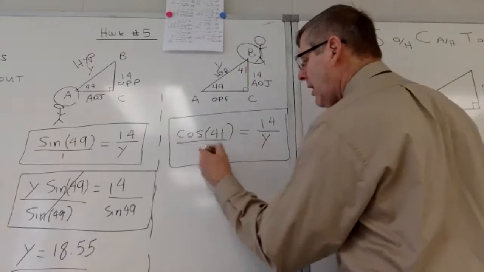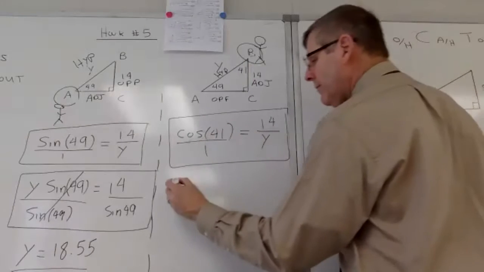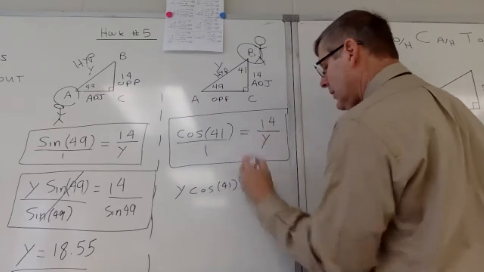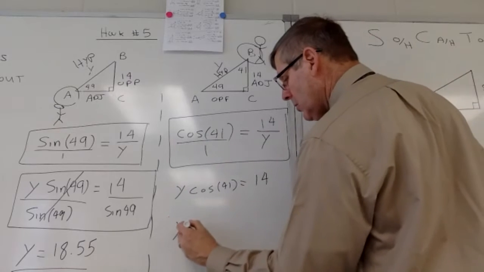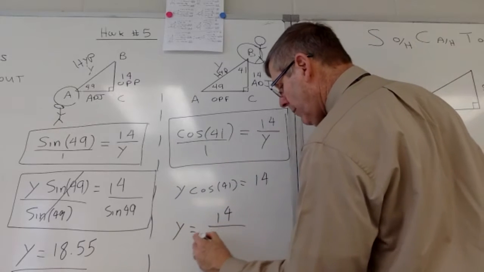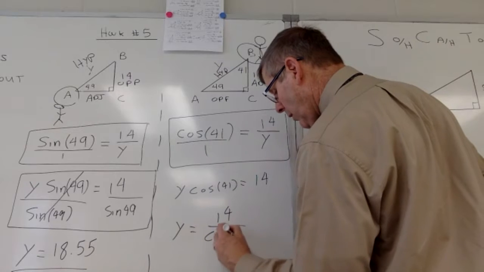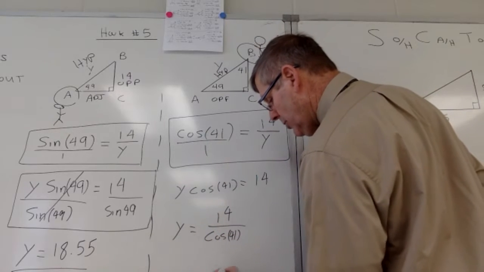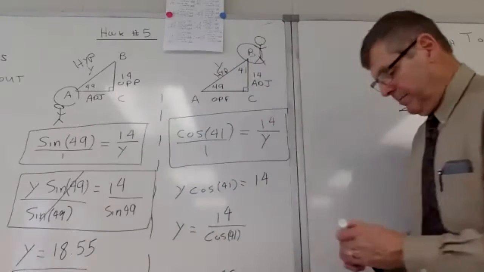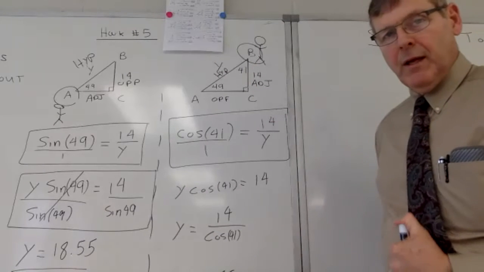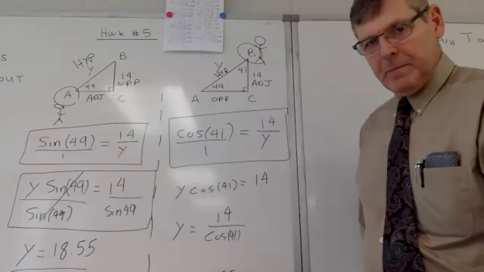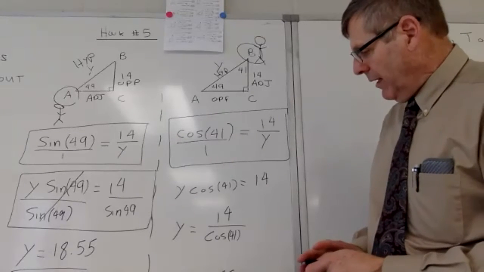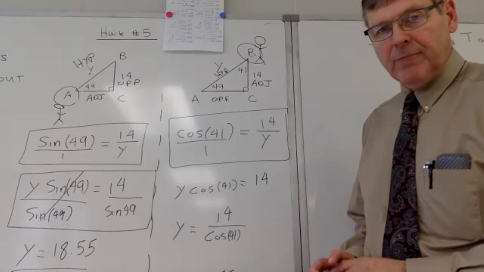Again, the easiest way to solve it is to make it a proportion. Y times the cosine of 41 is equal to 1 times 14, which is 14. So y is equal to 14 divided by cosine of 41, and you should get y to equal the exact same thing. Is that true? Go ahead and do this on your calculator. 14 divided by cosine of 41, and you get 18.55 again.